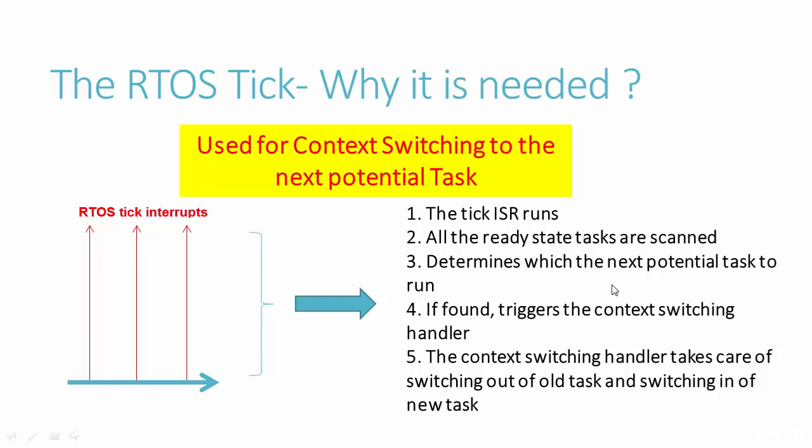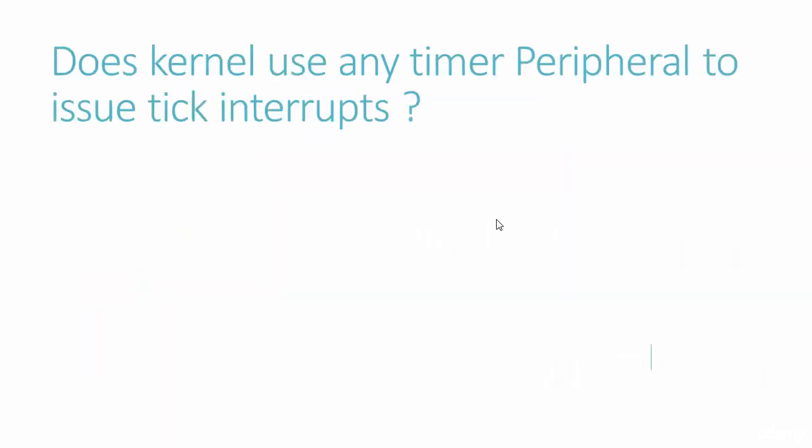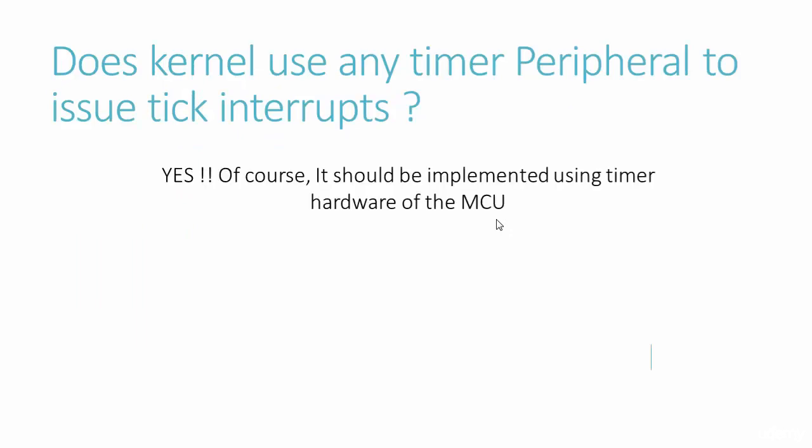Remember that the tick ISR doesn't implement any context switching code. It only triggers the context switching code that we will explore later when we explore context switching handlers. All right, now let's move forward. Does the kernel use any timer peripheral to issue tick interrupts? Yes, of course, because it should be implemented using the timer hardware of the MCU. Almost all MCUs have timer peripherals, isn't it? So you can dedicate one of the timers to generate the RTOS tick interrupts.